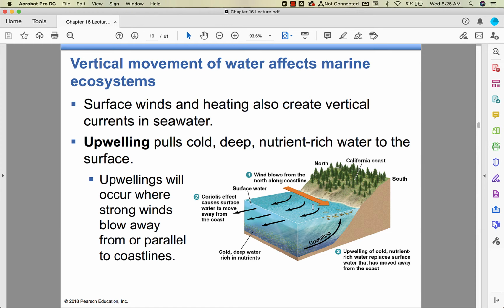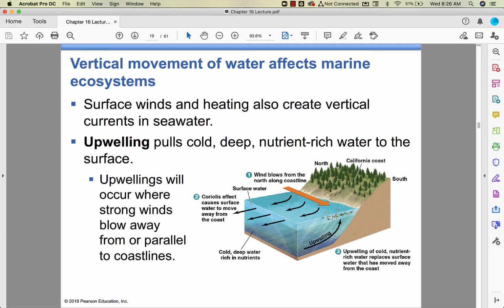So there's going to be a gap away from the coast. You can't have a gap in the water, so water has to come from below, right? The water wells up to replace that water that's moving offshore. So that cold, nutrient-rich water comes up. And where there are nutrients, there's a lot of life, okay? So that's where you see lots of fish. So upwelling is going to bring cold, nutrient-rich water up.